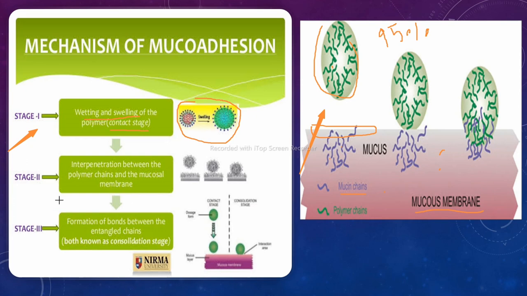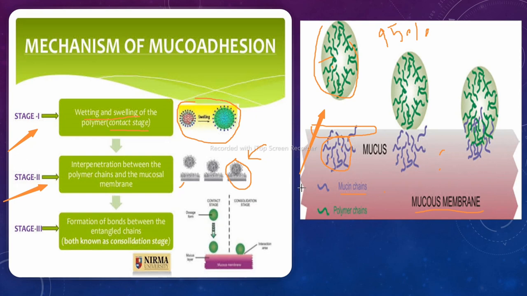Now once it got swollen, it goes to the next stage, which we can see as interpenetration between the polymer chain and the mucosal membrane. What it means is, you see here, the first stage, after getting swollen, this one is your drug material, this is your mucous membrane, right? Now slowly the polymers present in the drug material and the mucin chains present in the mucous membrane will try to interact with each other and make a bond. It will try to connect with each other like this. So this part is clearly called adhesion, or sticking to the mucous membrane, okay? So what is making this drug stick with the mucous membrane?